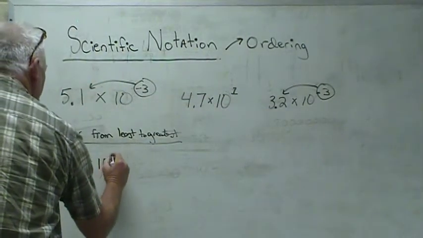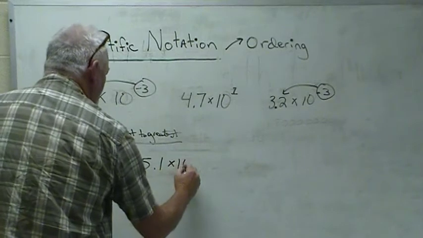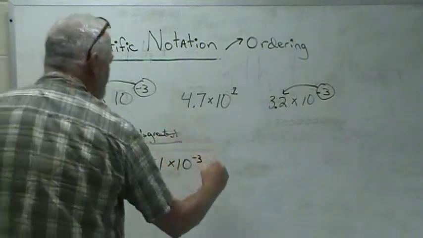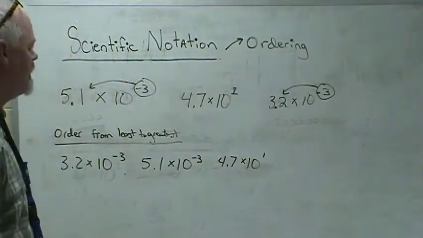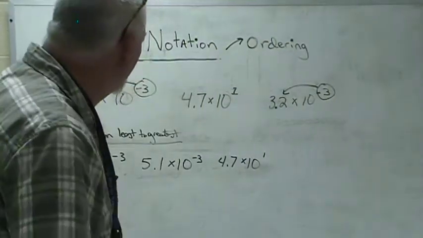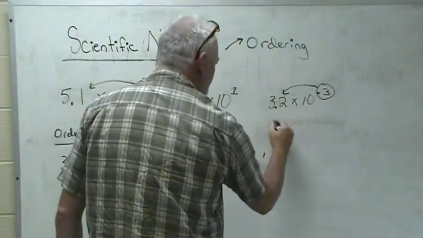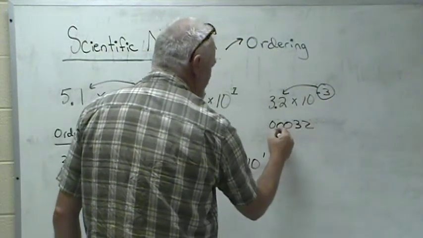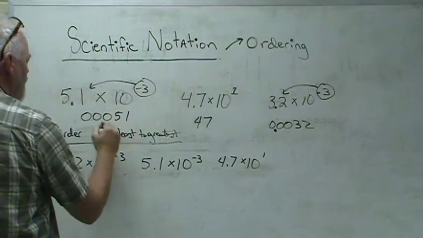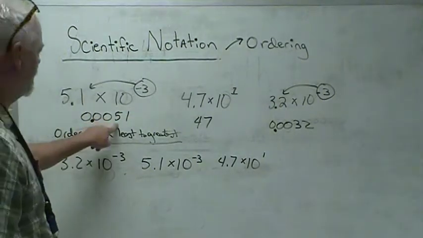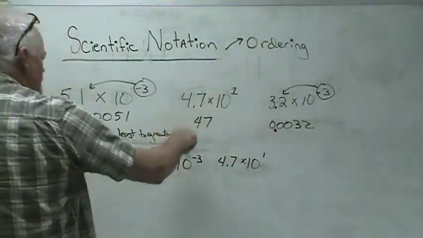3.2 times 10 to the negative 3. Then we would have 5.1 times 10 to the negative 3. And the biggest, 4.7 times 10 to the first power. Look at the exponents. Don't be doing them all out. This would be 47. This one would be 3 zeros and a 32, with the decimal between the first two. This would be 3 zeros and a 51. 51 is bigger than 32. That's why this one is first, then this one, then this one.